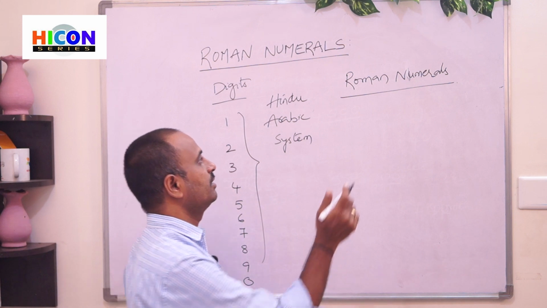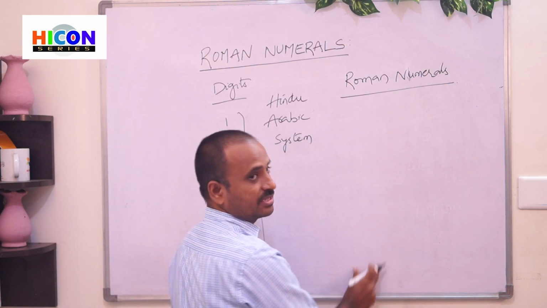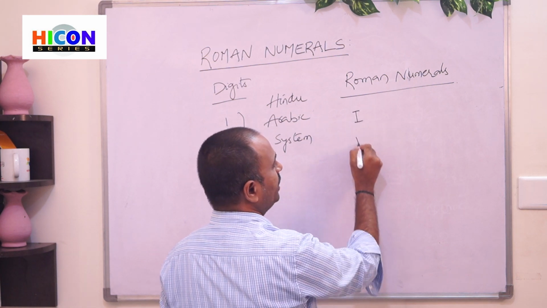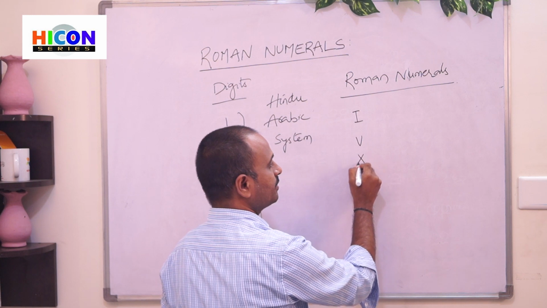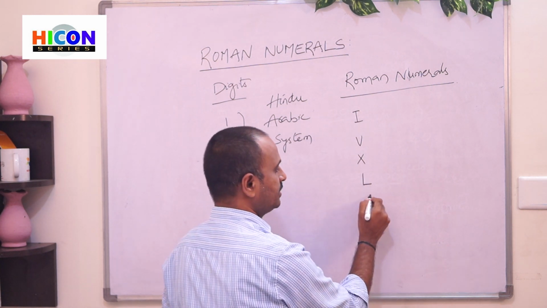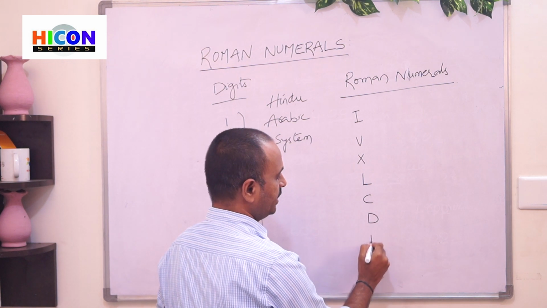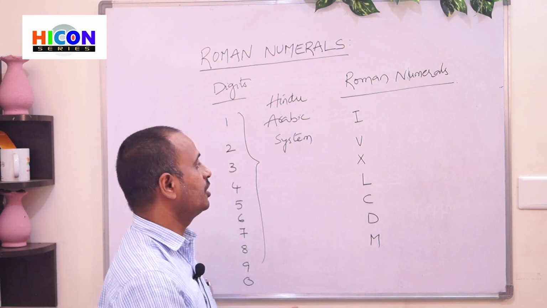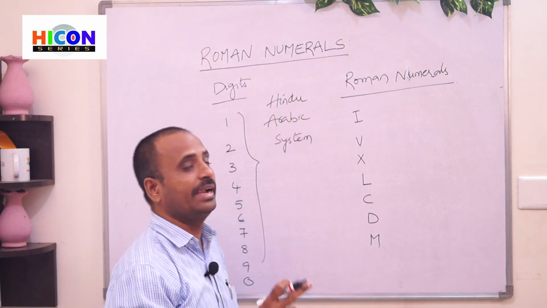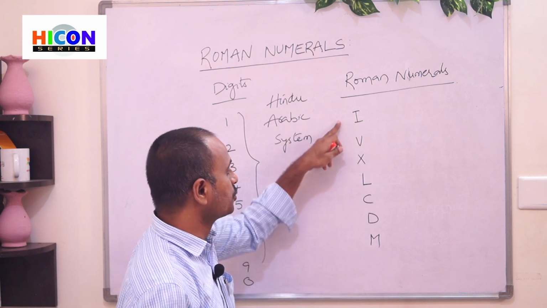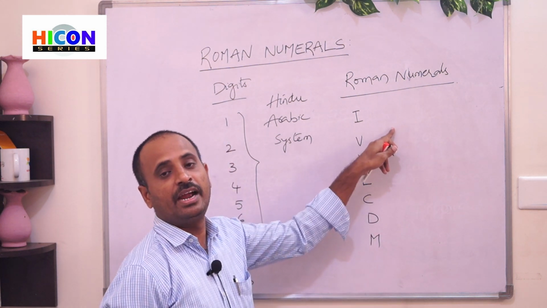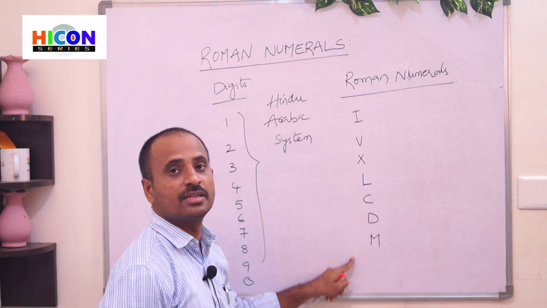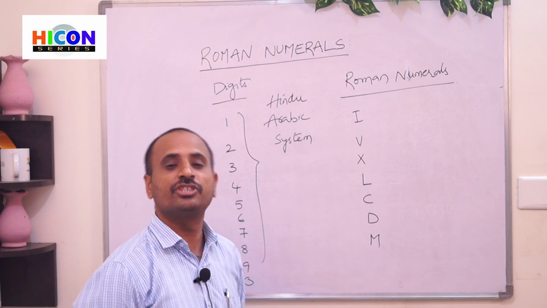Let us see what they are. The Roman numerals are 7 in total. They are I, V, X, L, C, D and M. Children, these are the 7 symbols used by the ancient Romans to write different numbers. They used combinations of these symbols to write the numbers. That's why these are called Roman numerals, since they were used by the ancient Romans.